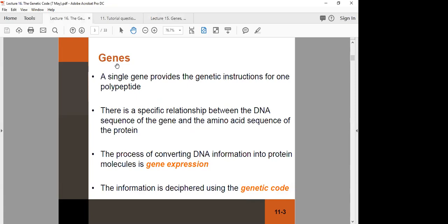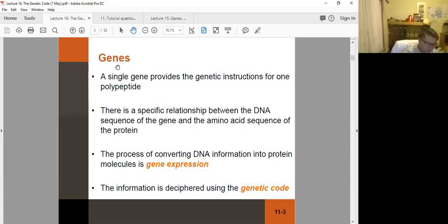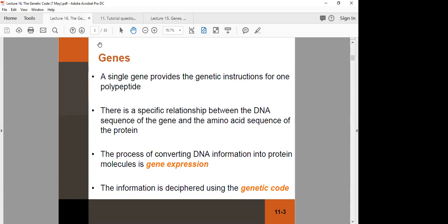All right, so let's look at genes. So we know that genes are found within DNA, but what is a gene? How do we define a gene? Would anyone like to have a go at defining a gene? No? Not today.